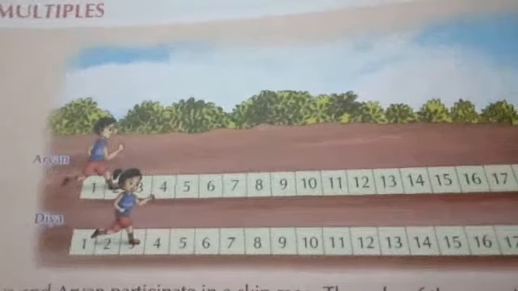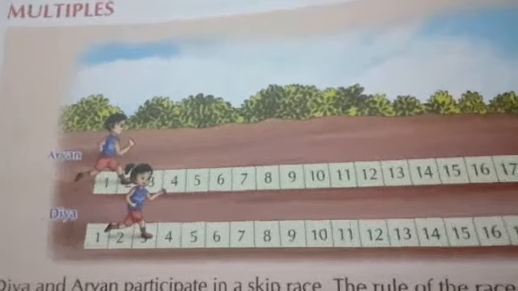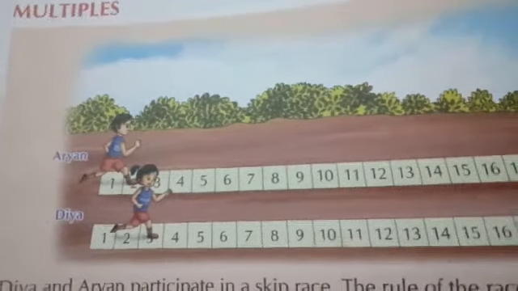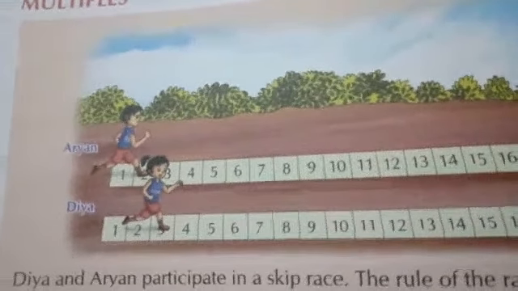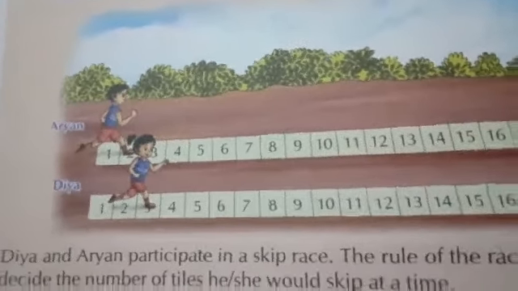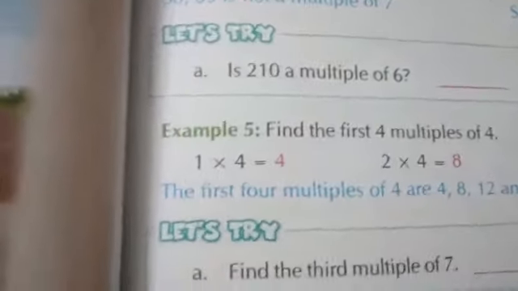See in the picture, two children are putting their feet on the number. The first child, Aryan, is putting his leg on 2 and after that he will put his leg on 4. In the same way, another child, Dia, is putting her leg on 3. After that she will put her leg on 6. It means they are showing the multiples of 2 and 3. In the same way, a few examples are also given in page number 62 as well as in page number 63.